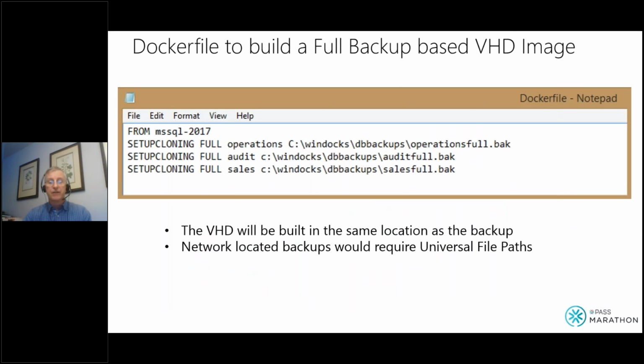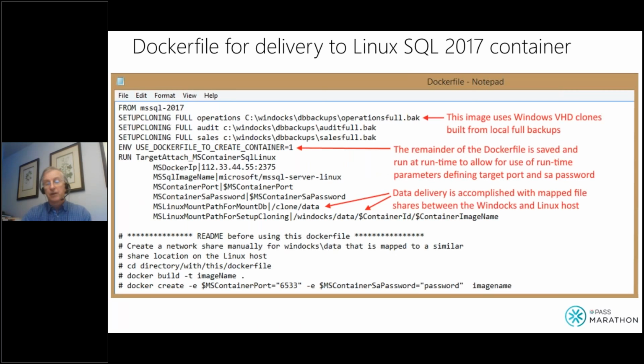This is just an example of a Dockerfile that we just took a look at. In this case, the Dockerfile is building a full clonable image with 3 backups. These backups are local to the host located in the Windocs DB backups folder. And that is where the VHD will be built. So the VHD is going to be located in the same location as the backups, and a network-based backup will use universal file paths. Another example of a Dockerfile is presented here.